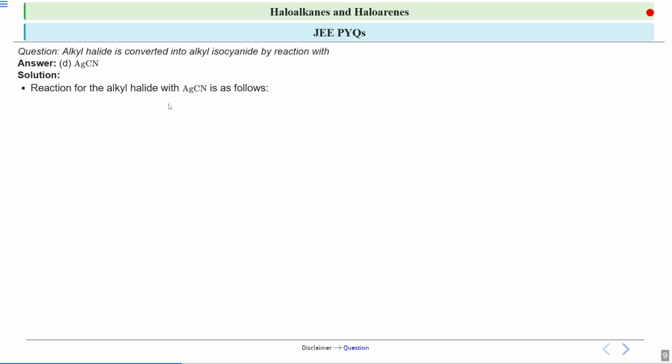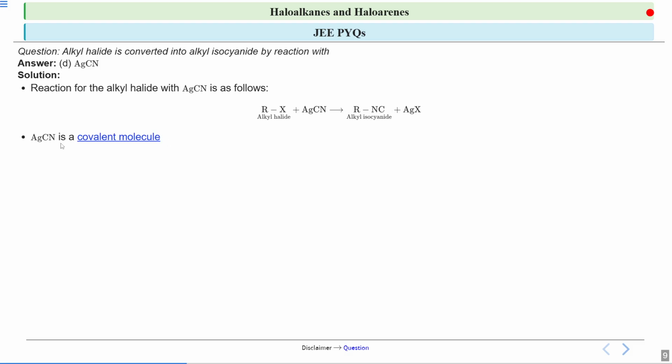The reaction of alkyl halide with silver cyanide is as follows. When an alkyl halide reacts with silver cyanide, what will happen? The halide group will leave, replaced by the cyanide group, and you will get alkyl isocyanide as your major product, plus silver halide as your byproduct. Now you can observe that this CN is connecting with the alkyl group via nitrogen, not by carbon. Why is it so? Let's see that.